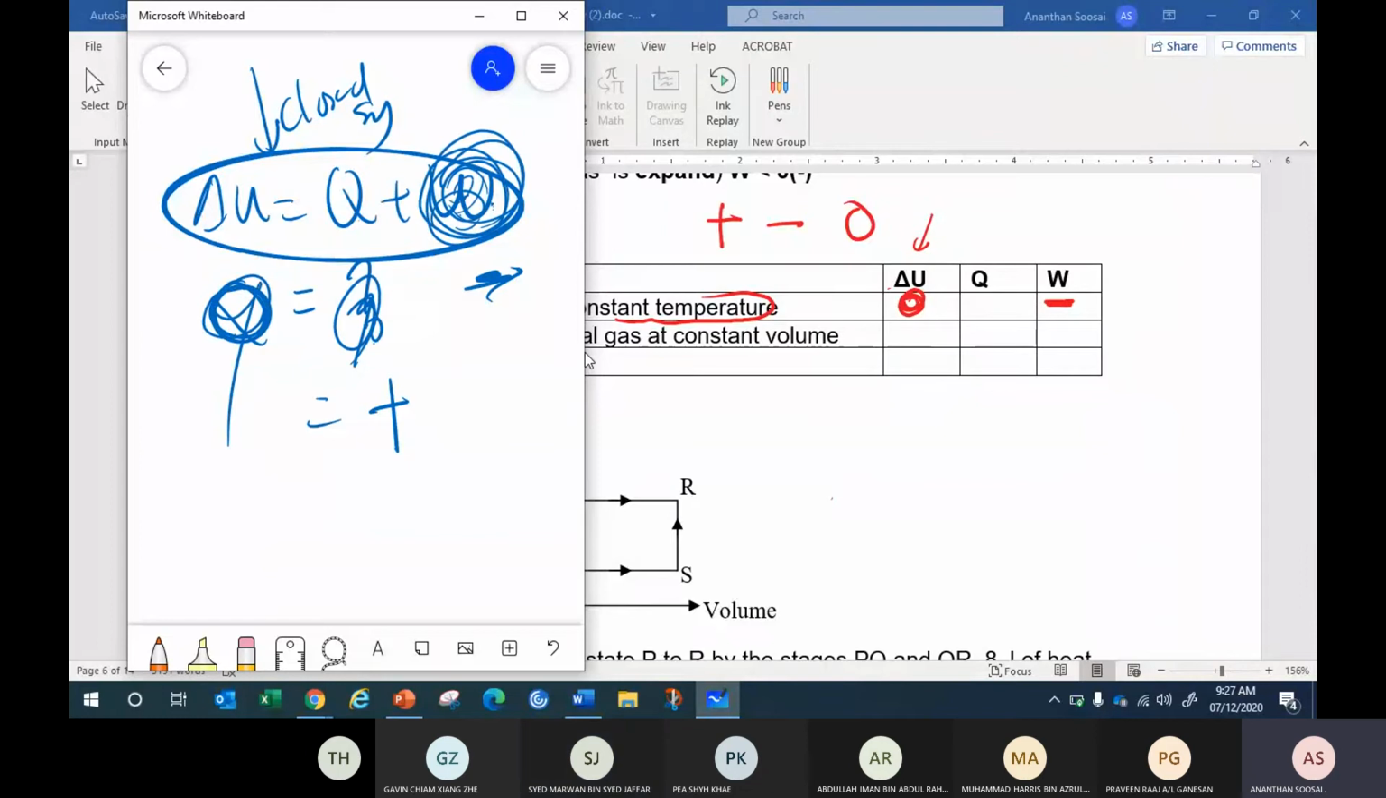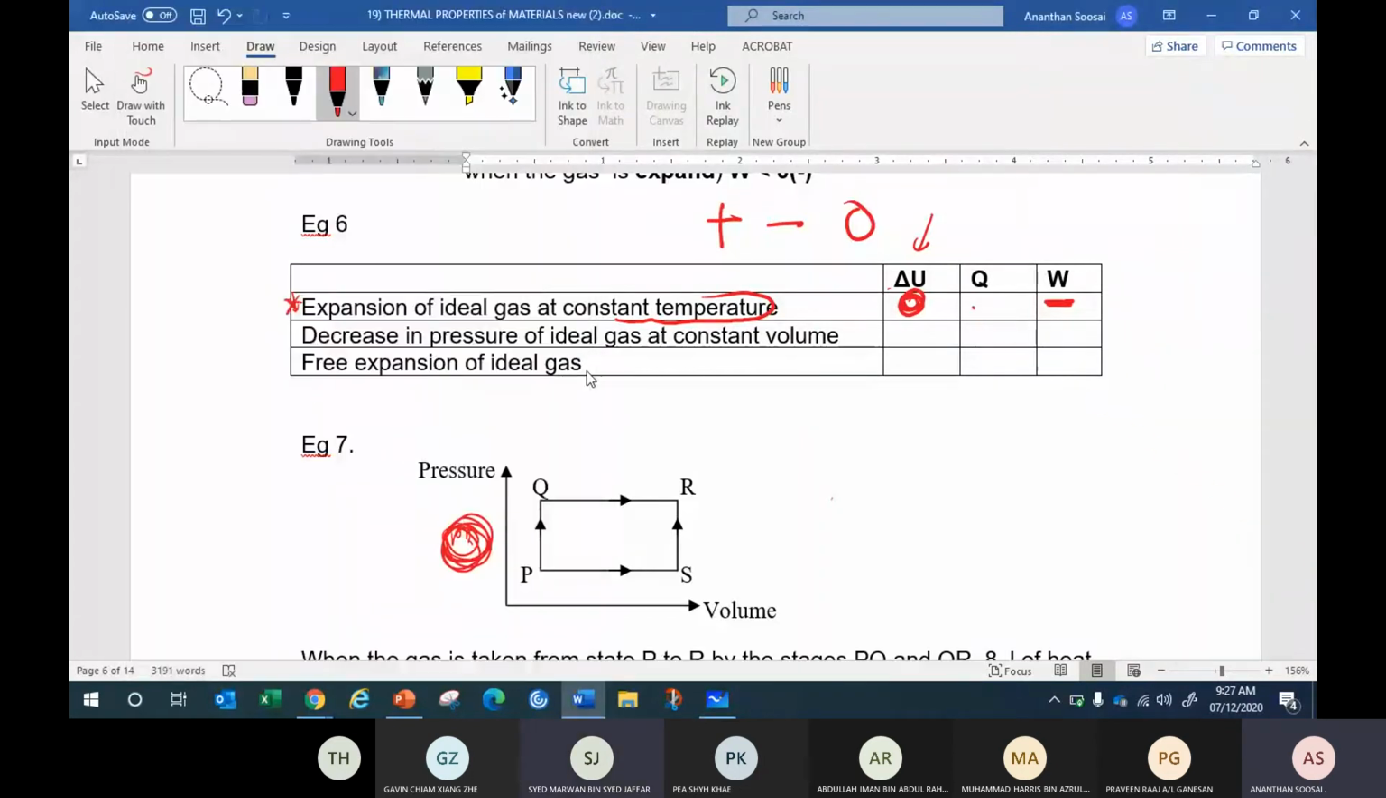The change of U is zero. You never take anything from internal energy. But work has been done. So from where do you get energy? You need to supply energy, heat Q. So Q in this case is positive. That's the first one. Any questions for the first one?